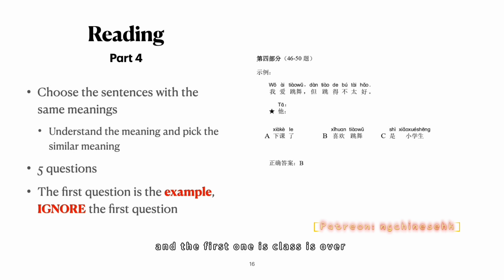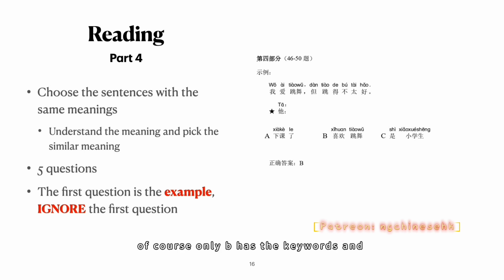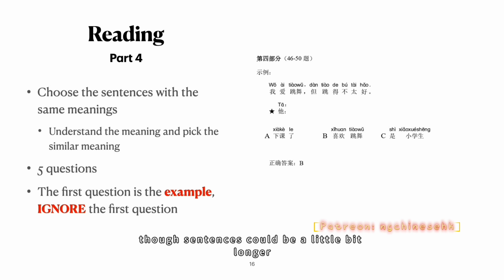And the first one is class is over. The second choice, likes dancing. And C, the last one, is a primary school student. Of course, only B has the keywords and the meaning also matches. So you can see this part, though sentences could be a bit longer, however, the meaning is quite straightforward.